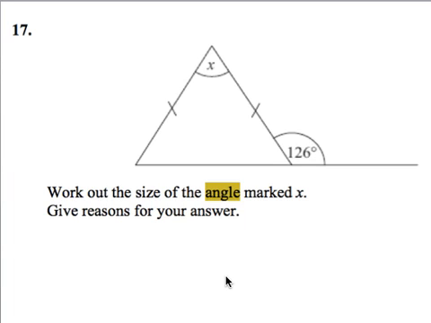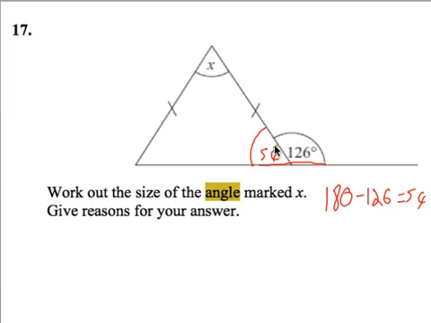Yeah, well basically you get the 126, and because there's 180 on a straight line, you take 126 from 180 and that should give you your angle on the inside. So 180 minus 126, what's that then, Ross? That is 54. Okay, so we got 54 is this angle here, okay?